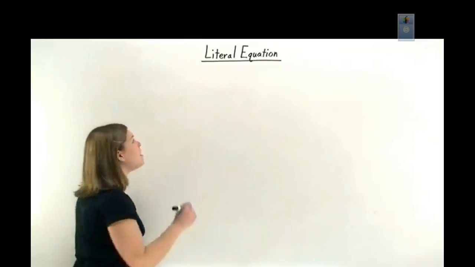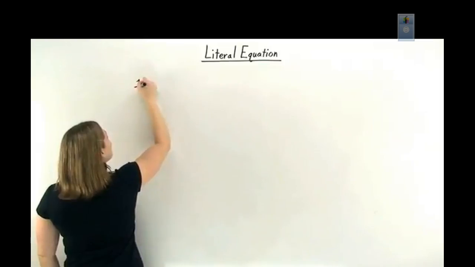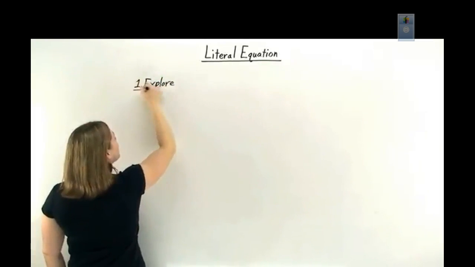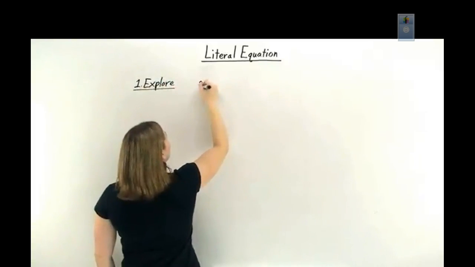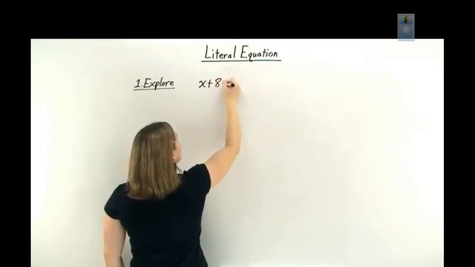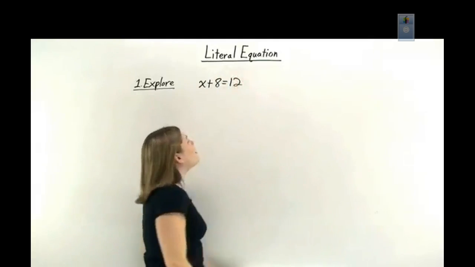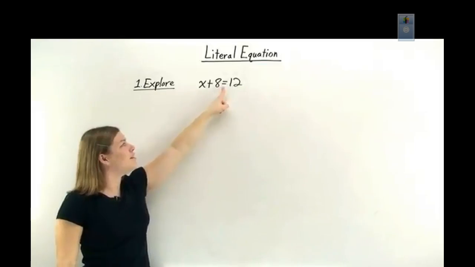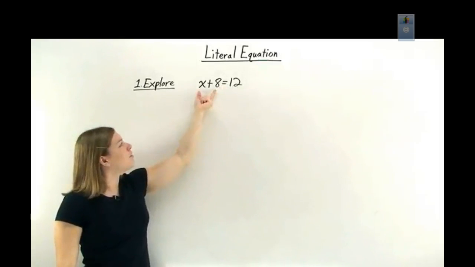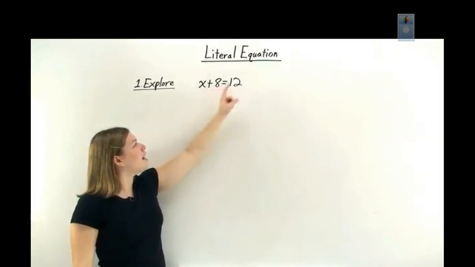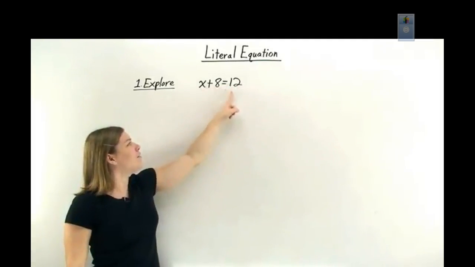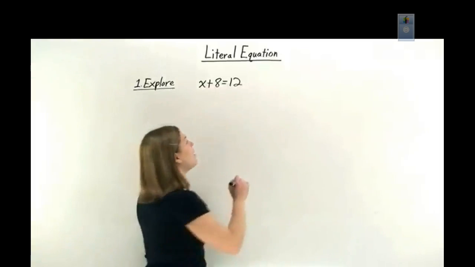Now, to help us see a literal equation, let's go ahead and explore some equations. So let's write a few equations down. Let's say we have this: x plus 8 equals 12. This is an example of an equation. We have a left and a right-hand side of the equal sign. Here we're saying that x plus 8 is equal to, or the same as, 12. We're saying that the left side is the same as the right side.